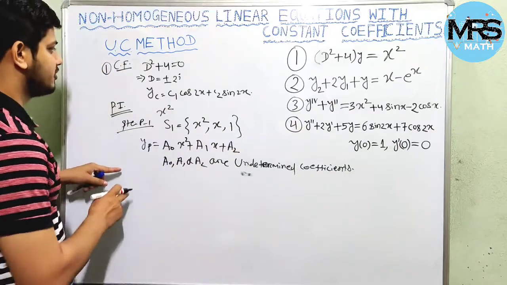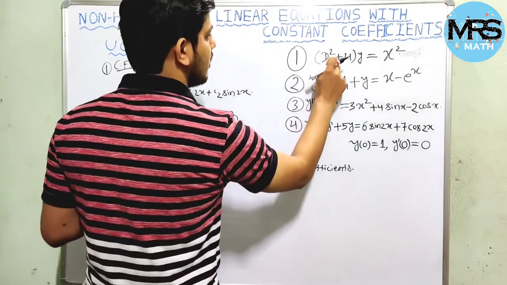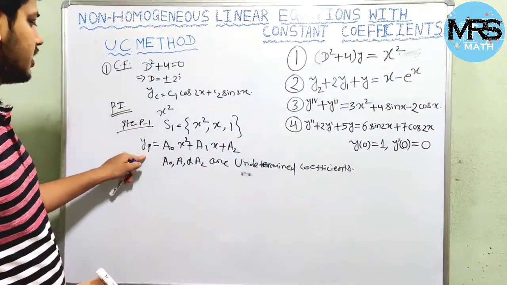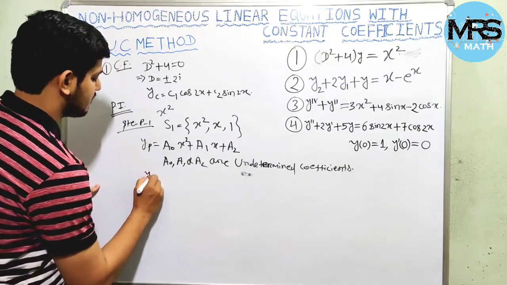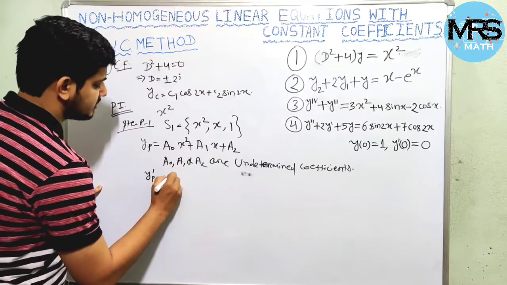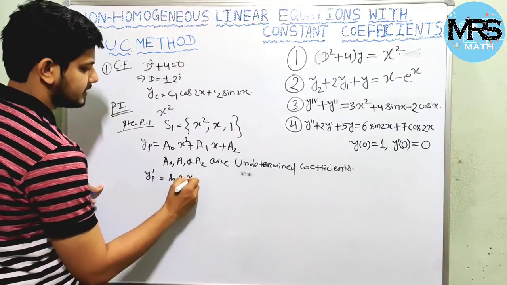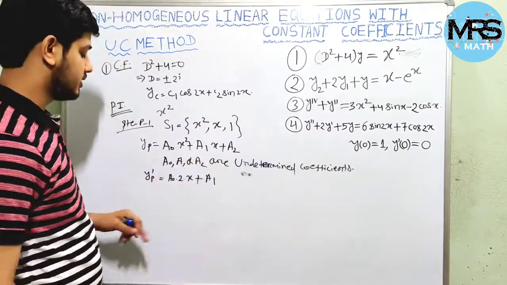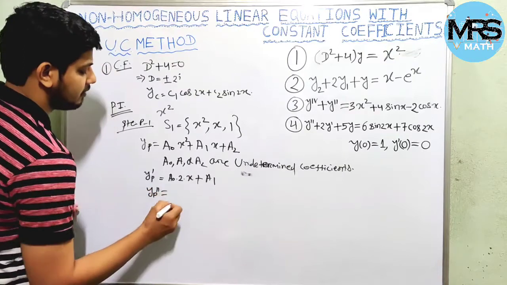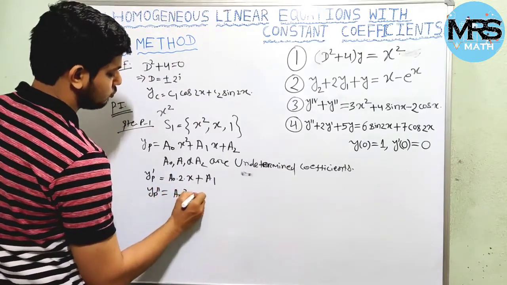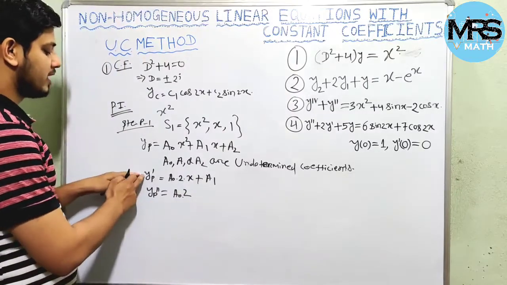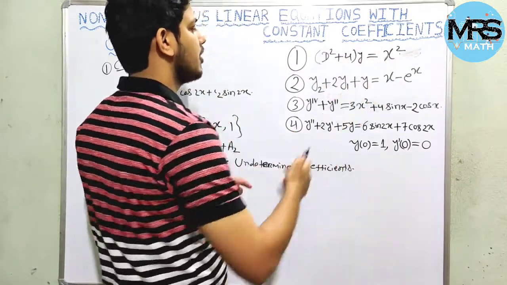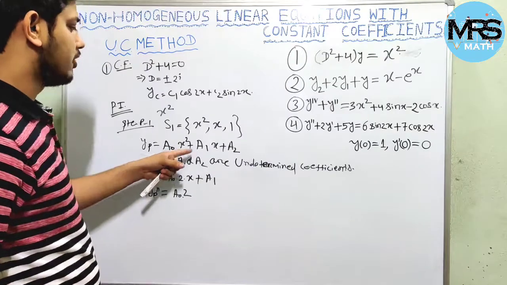So what to do for this? We have to apply the operator here. d square means the second derivative of this yp. First of all we have to find yp dash, that is a0 times 2x plus a1, and the derivative of the constant is 0. Again we have to find yp double dash, that will be 2a0. Now we will put this yp dash and yp double dash in the given equation, then compare both sides to find these unknown coefficients.